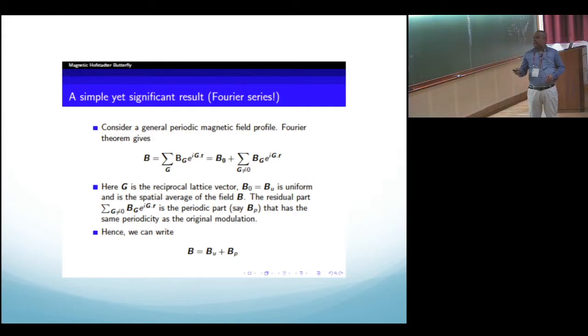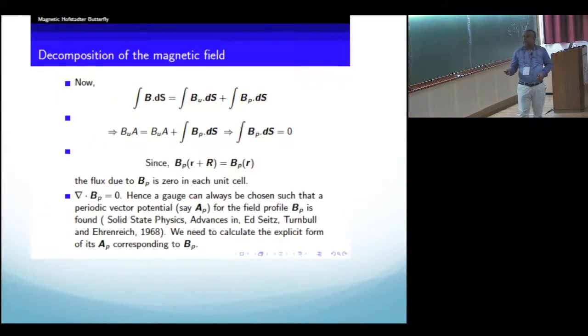And then you sum up over all the other terms over this reciprocal lattice vector. What is very important to note here is that this uniform part is nothing but the spatial average of this field B. The residual part is the periodic part, which has the same periodicity as the original modulation. Therefore, I can always write any such periodic field as a combination of a uniform part and a periodic part. If that is the case, then you can do the following interesting decomposition.